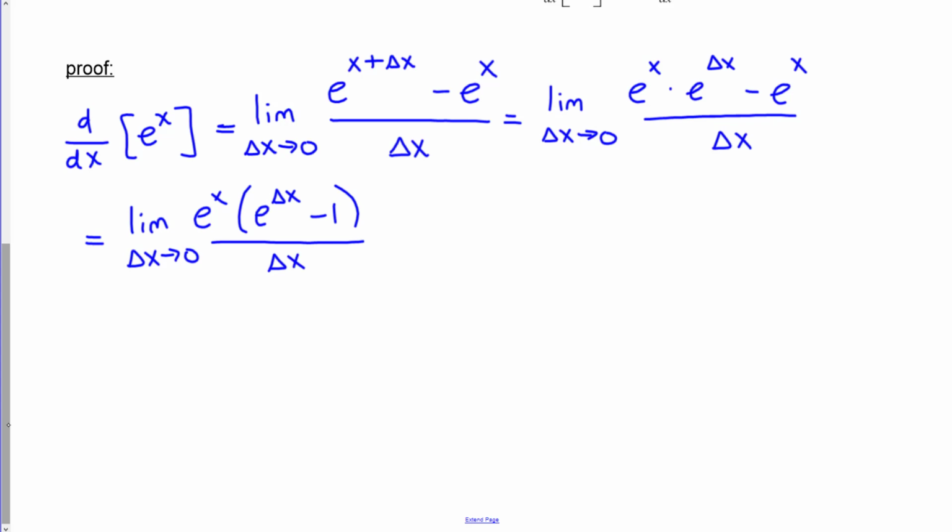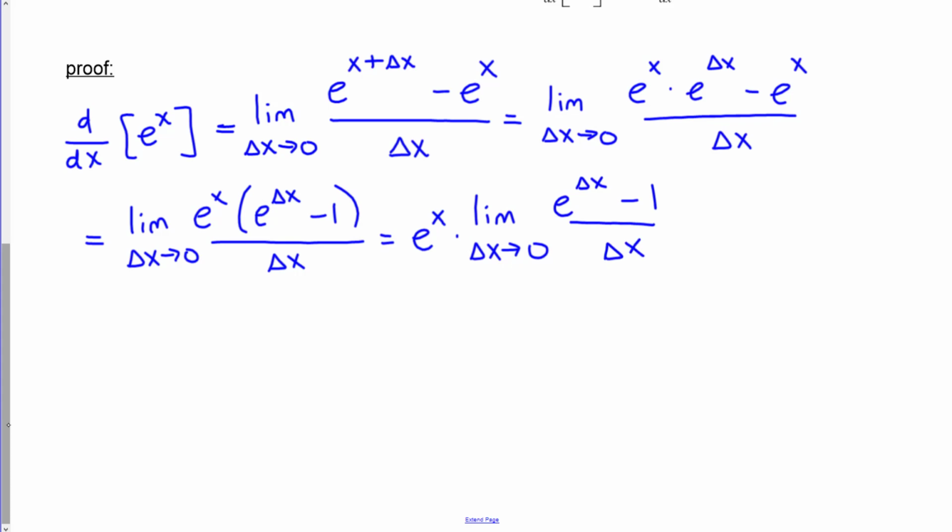And if you'll notice, this is not a function of delta x. So e to the x is not a function of delta x. x is not changing with respect to delta x. So the entire object, e to the x, can be pulled out of my limit, because as far as this limit is concerned, the only variable is delta x. That's the only thing changing. So I can remove that, and that leaves me with this right here.